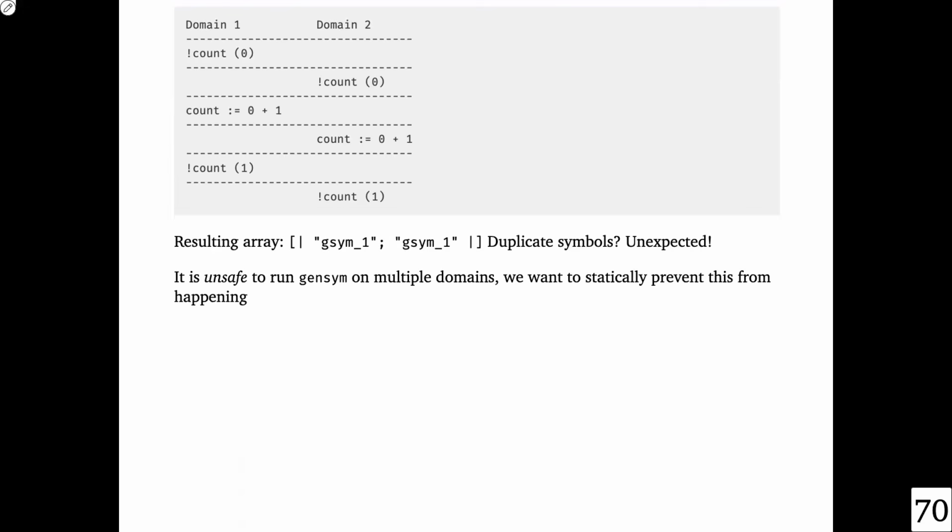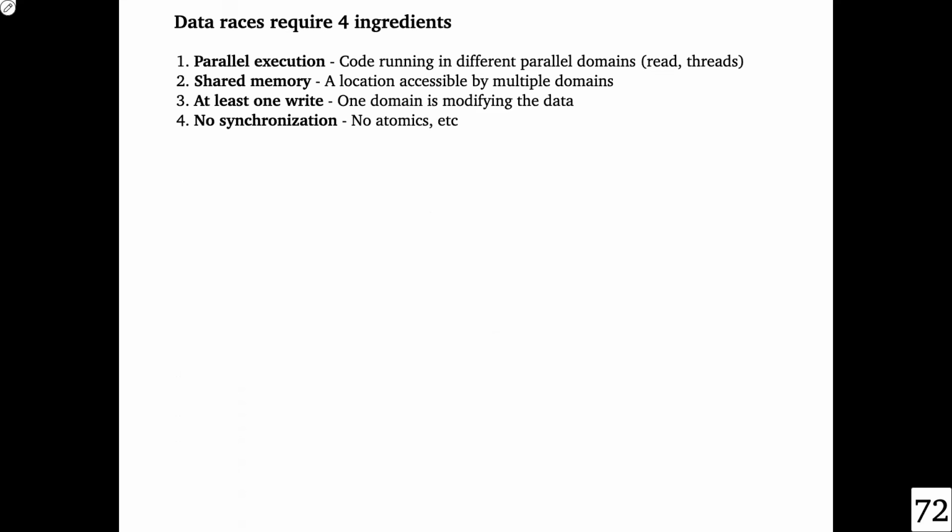And we want to statically prevent this from happening. So we might reason about this by saying that, sure. Okay. Backing up a little. A data race requires four ingredients, right? There needs to be parallel execution. We have to actually have things running on two domains. There needs to be some shared memory. That's a location accessible by the domains. There needs to be at least one write. And there needs to be no synchronization on the memory.